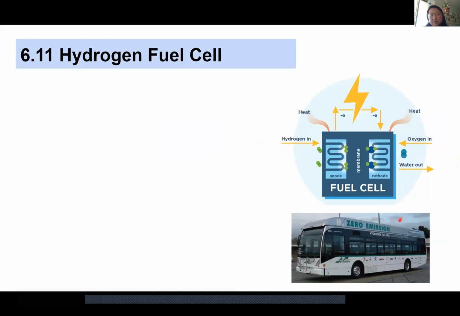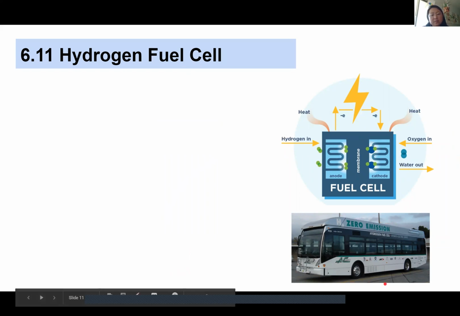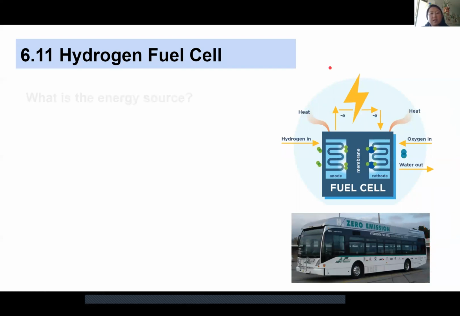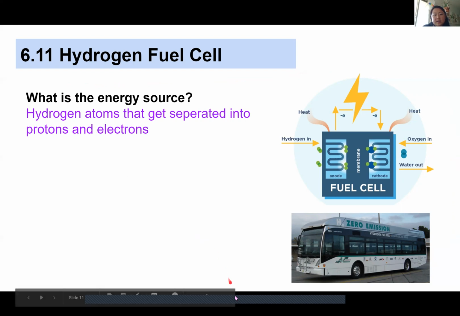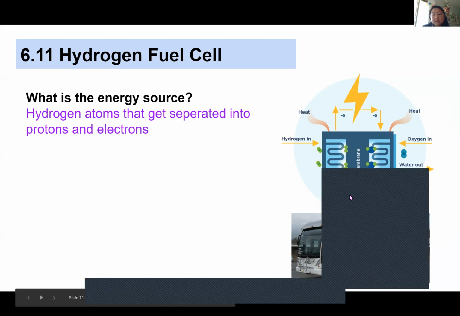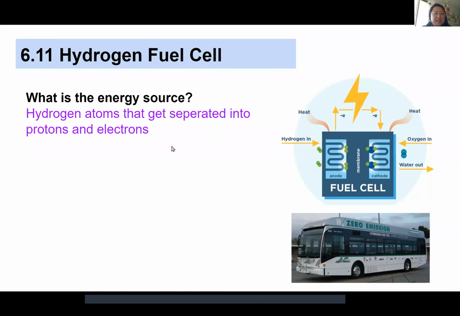Okay. So one of the last ones is hydrogen fuel cells. You should have seen this on buses, a lot of vehicles, like mass transit vehicles, have hydrogen fuel cells, but essentially it operates almost like a battery. The energy source is hydrogen atoms that get separated into protons and electrons.